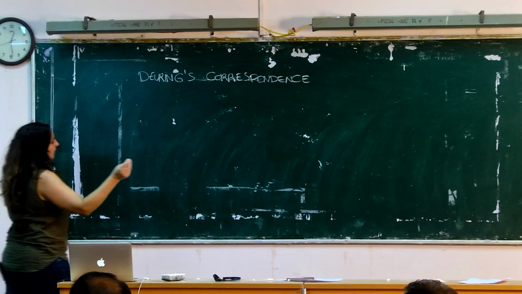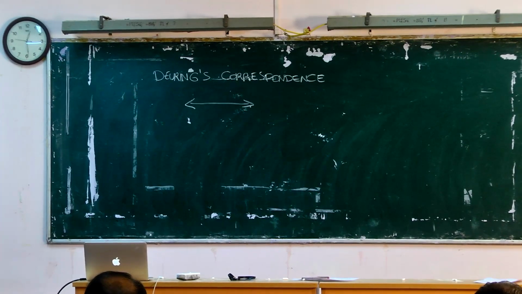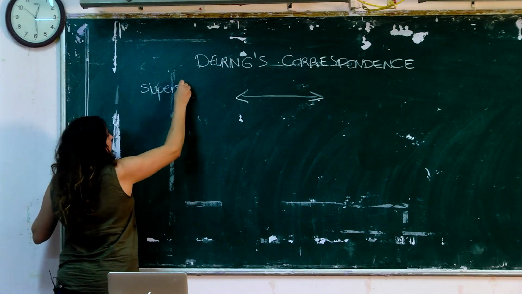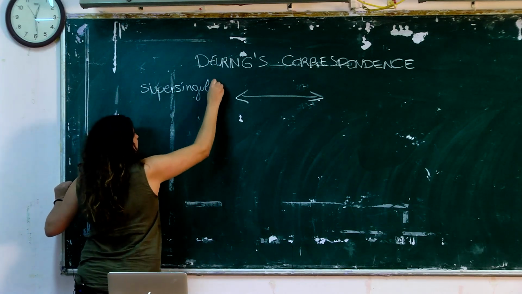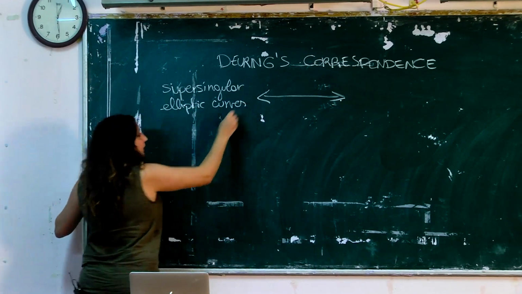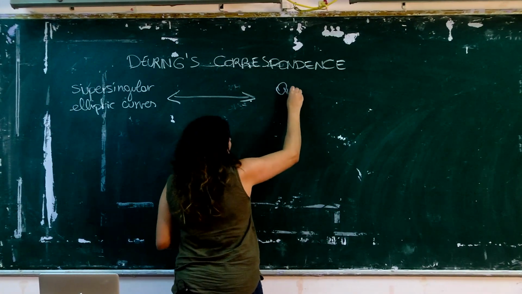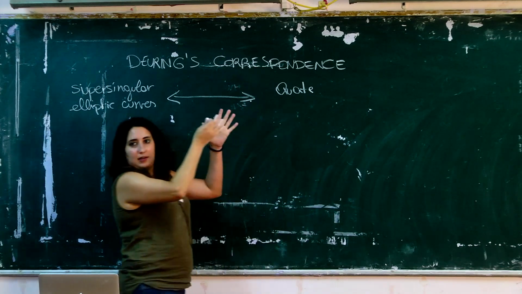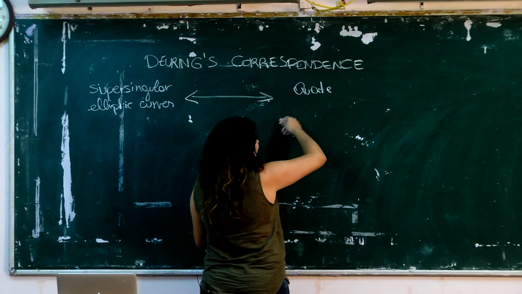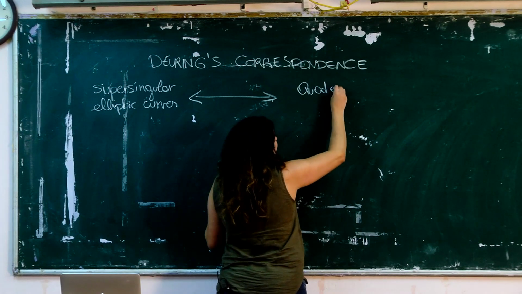So this correspondence is a correspondence between two different worlds. I'm not going to be very precise. In one world, we have supersingular elliptic curves. In the other world, we have this quaternion algebra that we did not define, but you can think about them as algebraic objects that come out when we work with supersingular elliptic curves. So, quaternion algebra.